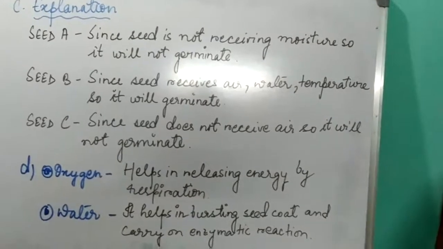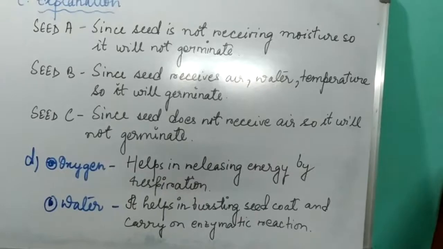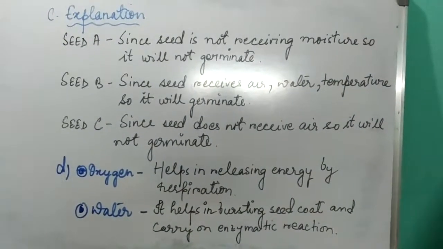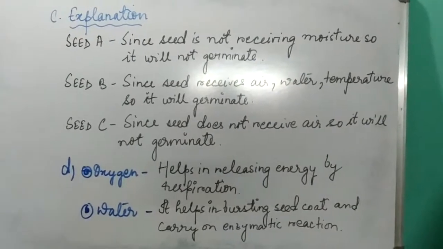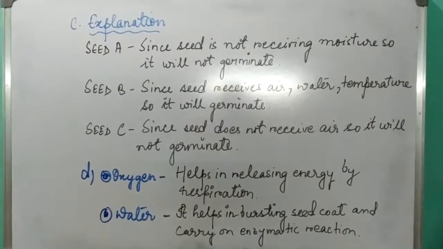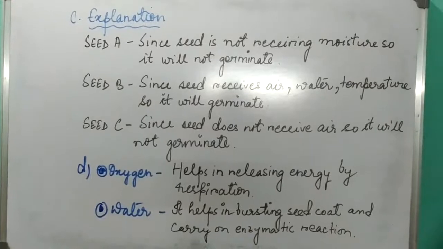Okay, and at last, the temperature required for development of this particular seed is 35 to 40 degrees Celsius. And finally, these factors help in development and growth of the embryo which is present inside the seed.